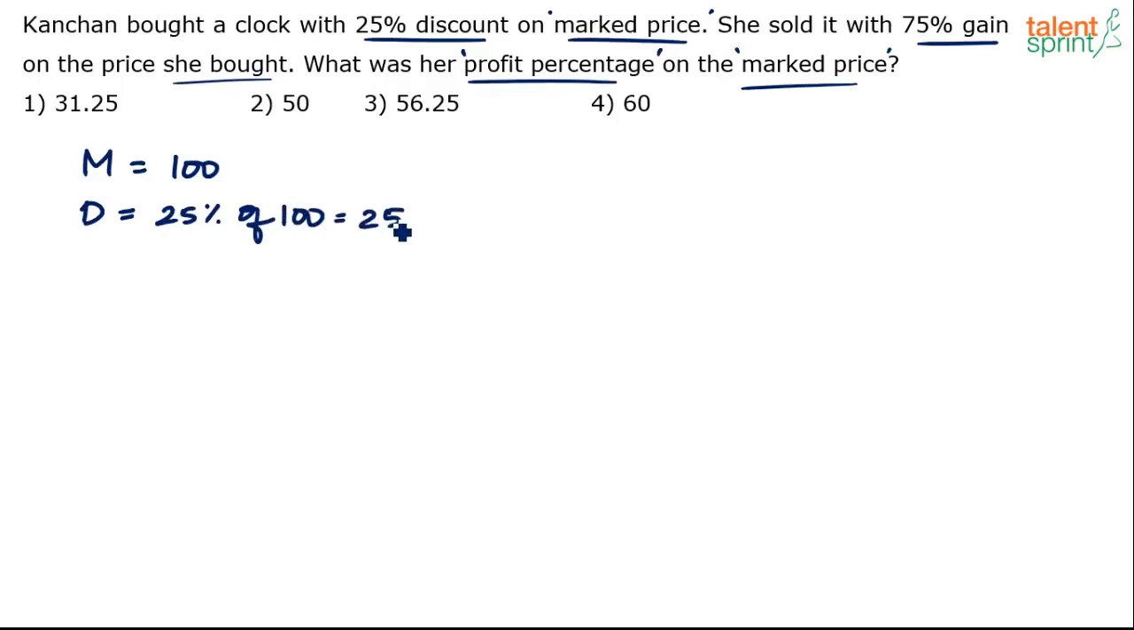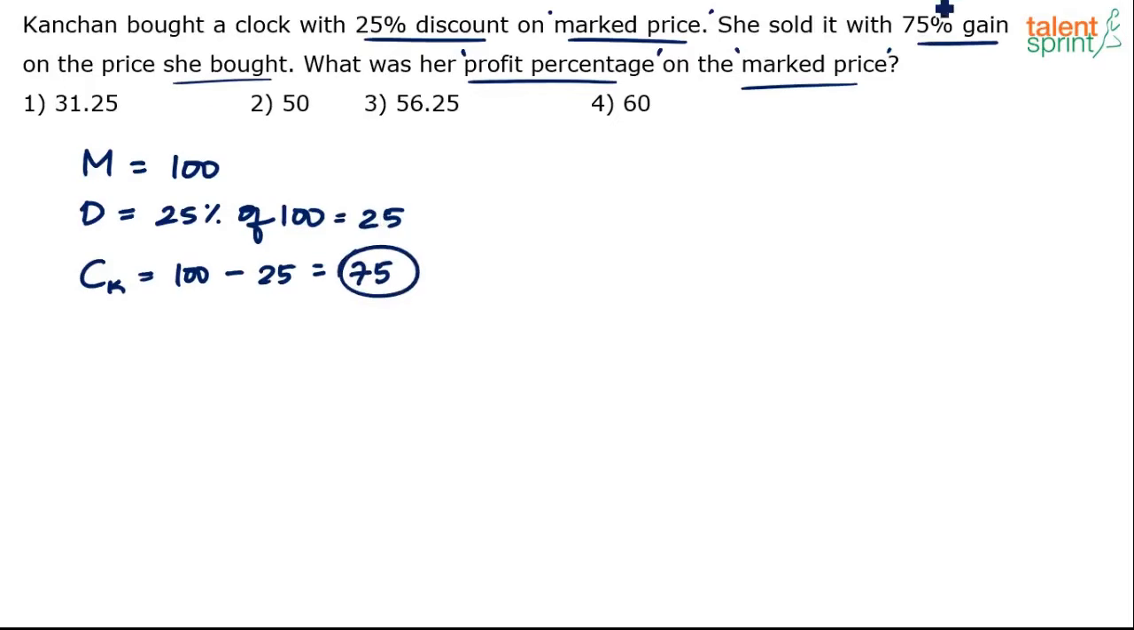25 rupees. That means Kanchan paid how much for this article? She will pay 100 minus 25, right? So the price that she bought for, the cost price for Kanchan, is going to be 100 less 25, which is 75. So Kanchan paid 75 rupees for this article.